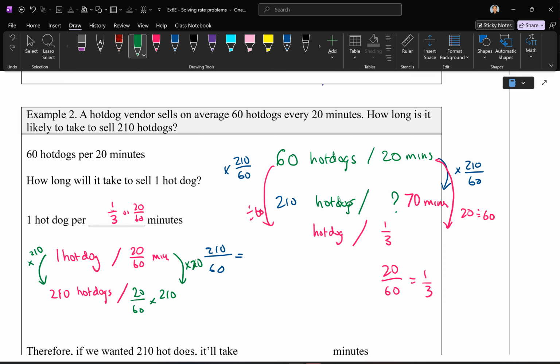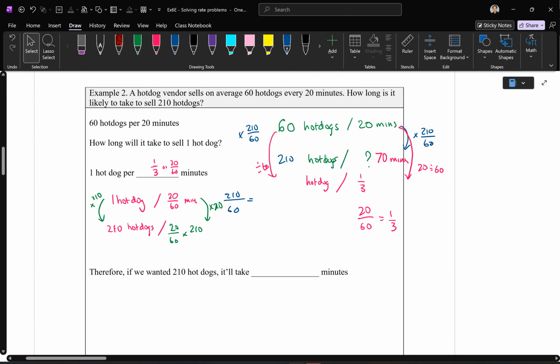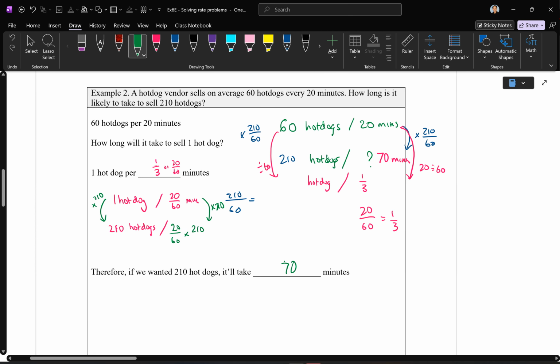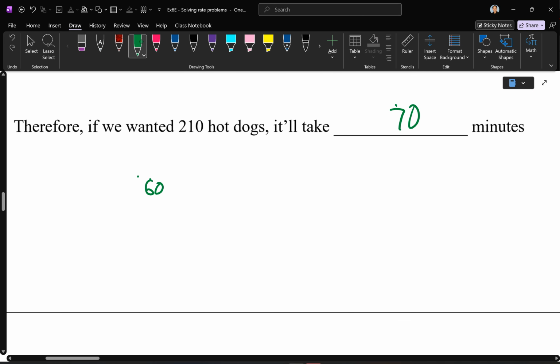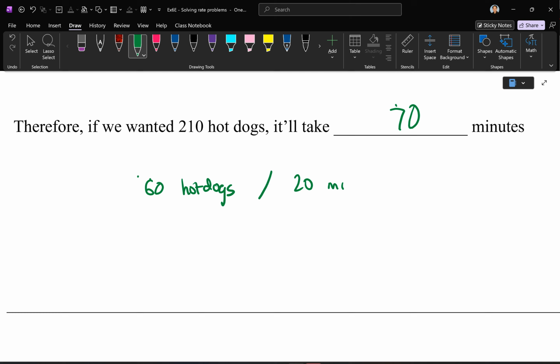So, the answer for this question here was 70 minutes, and the best way, in my opinion, to do it was when you knew it was 60 hot dogs per 20 minutes. In my opinion, the quickest way to solve this problem was you literally work out 60 times what to get 210. Well, you just work out how many 60s fit into 210. That's what you're timesing. Times it to both sides.